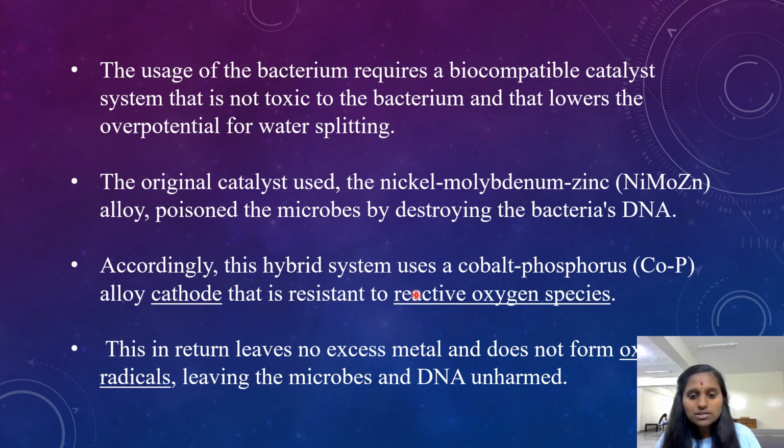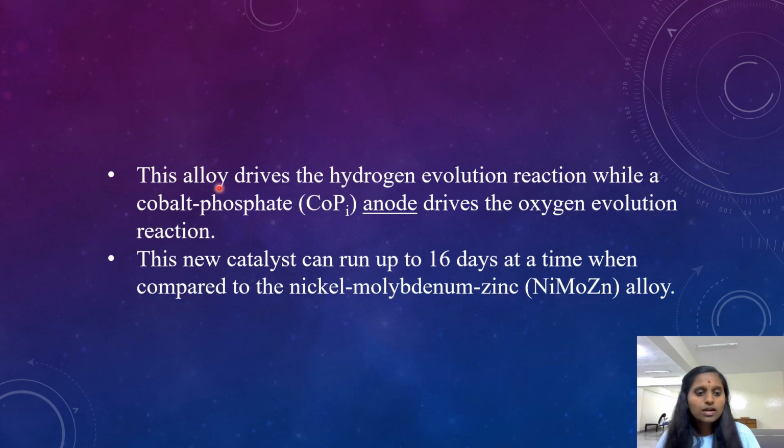Accordingly, this hybrid system uses a cobalt phosphorus alloy cathode that is resistant to reactive oxygen species. This in turn leaves no excess metal and does not form oxygen radicals, leaving the microbes and DNA unharmed. This alloy drives the hydrogen evolution reaction, while a cobalt phosphorus anode drives the oxygen evolution reaction. This new catalyst can run up to 16 days at a time when compared to the nickel molybdenum zinc alloy.